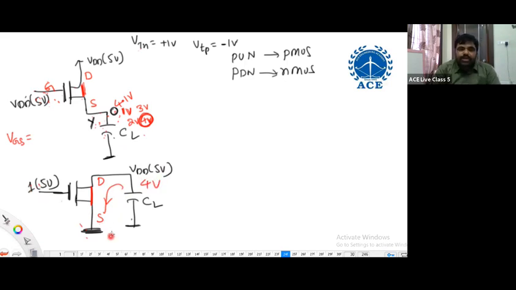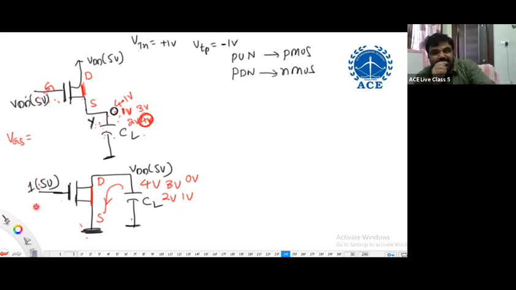Discharge to 4 volts. What is gate to source potential? Still it is 5 volts. If it discharges to 3 volts, gate to source potential is how much? 5 volts. Discharge to 2 volts, still 5 volts. Discharged to 1 volt, still 5 volts. Discharged to 0 volts. Not a problem. Gate to source potential is still 5 volts only.